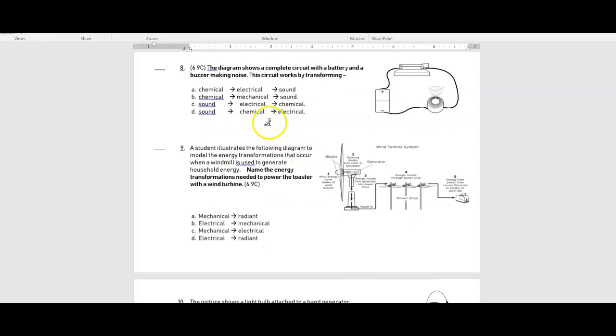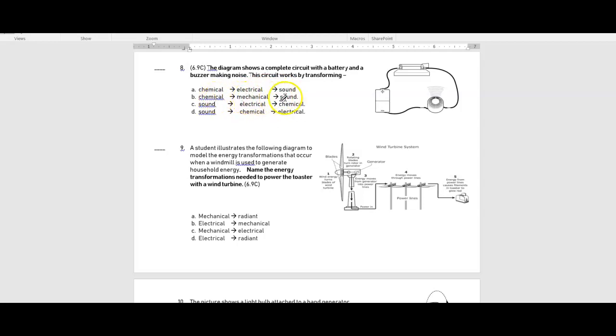Number 8. The diagram shows a complete circuit with a battery and a buzzer making noise. So this is the buzzer making noise right here. Okay. This circuit works by transforming. So we're going from the battery to the wires to the buzzer. Okay. Chemical to electrical to sound.